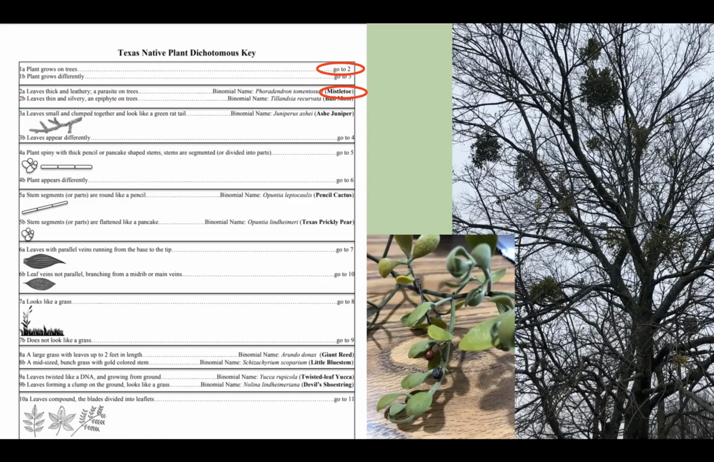It actually can undergo photosynthesis, but it also utilizes nutrients from its host tree, and it will actually siphon or suck out the nutrients and water from the tree that it's growing on. So mistletoe is a pretty cool parasite.